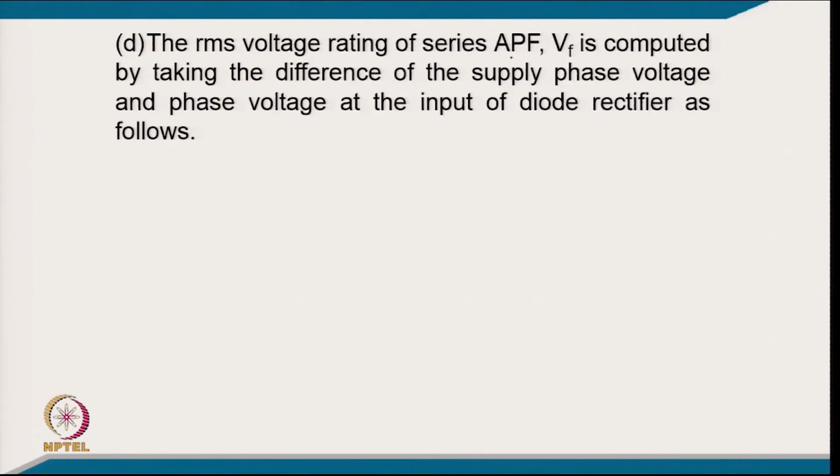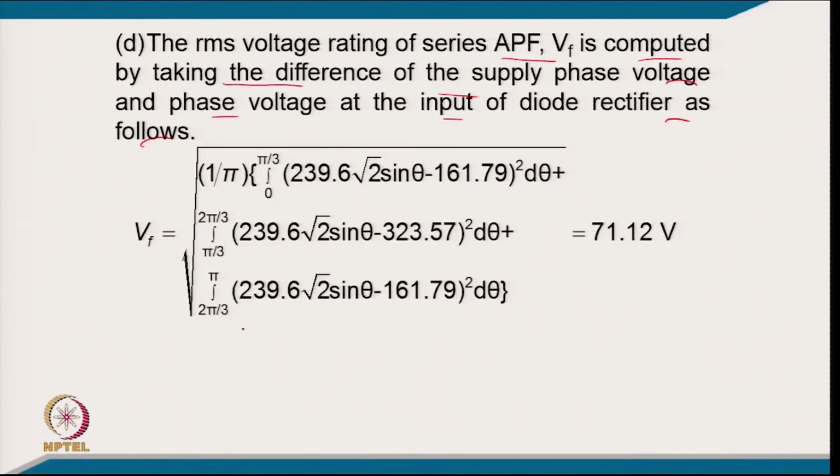And the RMS voltage rating of the series active filter, VF, is computed by taking the difference of the supply phase voltage and the phase voltage at the input of the diode rectifier, taking 3 segments, because it is symmetric about the half cycle. So, we can take only half cycle. So, it comes to 2 by 2 pi, that is 1 upon pi.